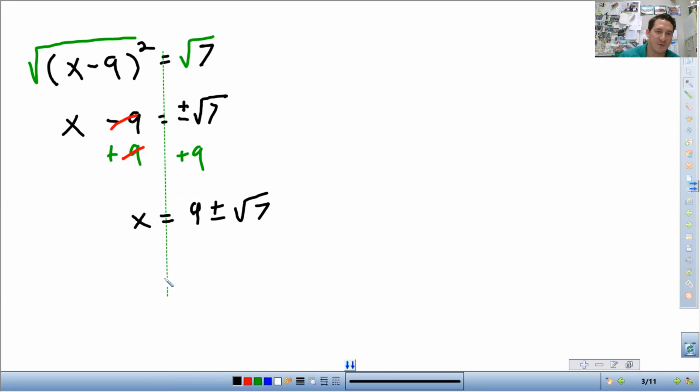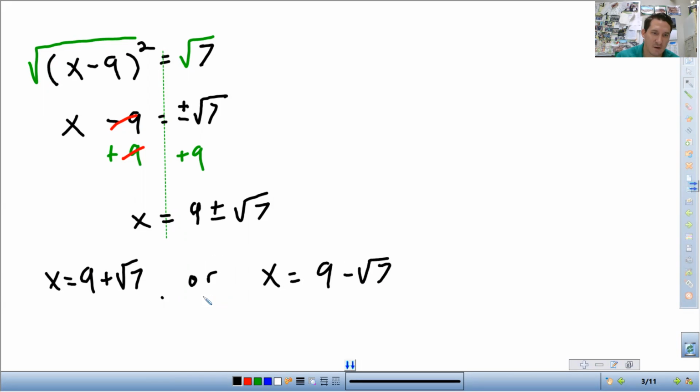I'll write out both solutions one last time here. So the two solutions would be 9 plus the square root of 7, or x is equal to 9 minus the square root of 7. All right, again, all we are doing is taking the plus or minus and separating it out into two solutions.